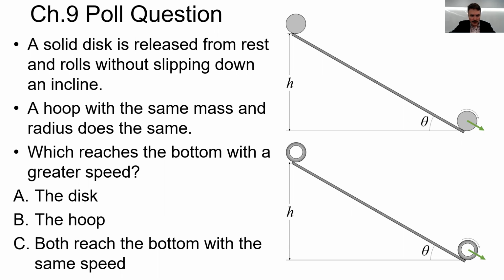Let's end polling. Sharing results. So it was 37% voted for the disk goes faster. 31% think the hoop goes faster, and 34% think that they have the same speed. So luckily nature is not a democracy. It's the dictatorship of Mother Nature, right? So why don't we stop the share and actually try this out?